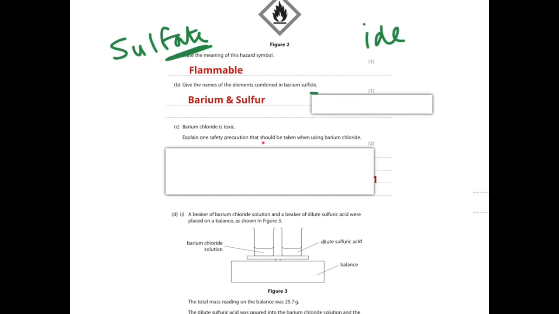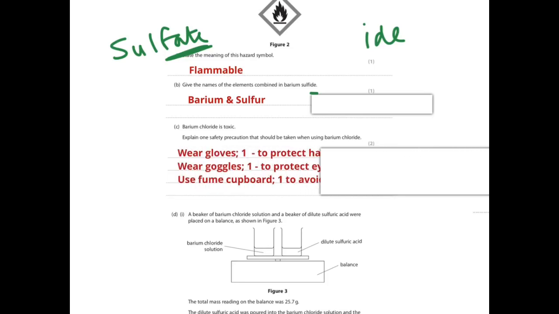Explain one safety precaution that should be taken when using barium chloride. So think of anything when you're dealing with a poisonous substance. Wear gloves to protect hands, wear goggles to protect eyes. Normally, if you're stuck, with safety precautions with chemicals, you often get the marks just for talking about gloves and goggles. So when in doubt, just go to these.